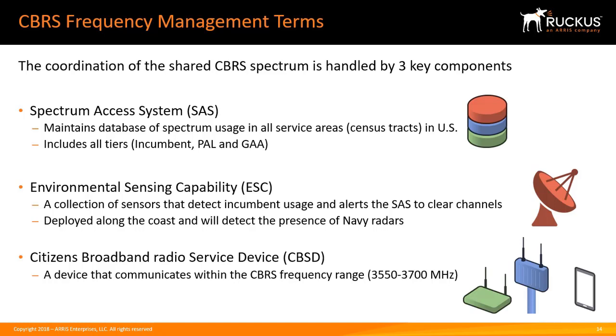These end devices are called Citizens Broadband Radio Service devices, or CBSDs. A CBSD is any device that communicates in the CBRS frequency range of 3550 to 3700 MHz. The term CBSD applies to antennas as well as end-user devices. Details on each of these components and examples of their operation will be covered in the next portion of this presentation.